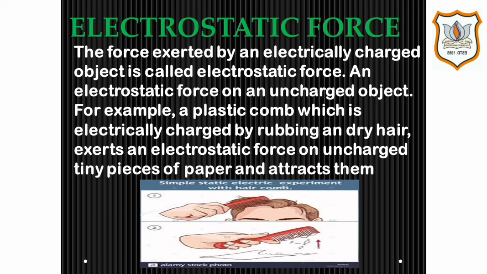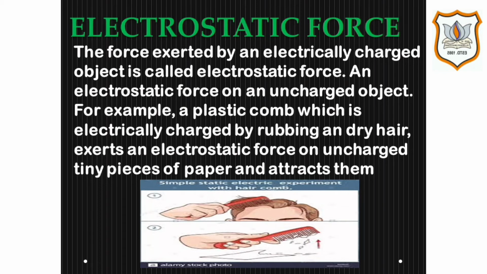We take a plastic comb and rub it in our dry hair for about 1 minute. Then bring this comb near the tiny pieces of paper. What will we find? We will find that this comb attracts the tiny pieces of paper. The tiny pieces of paper move towards the comb and stick to it. This can be explained as follows.